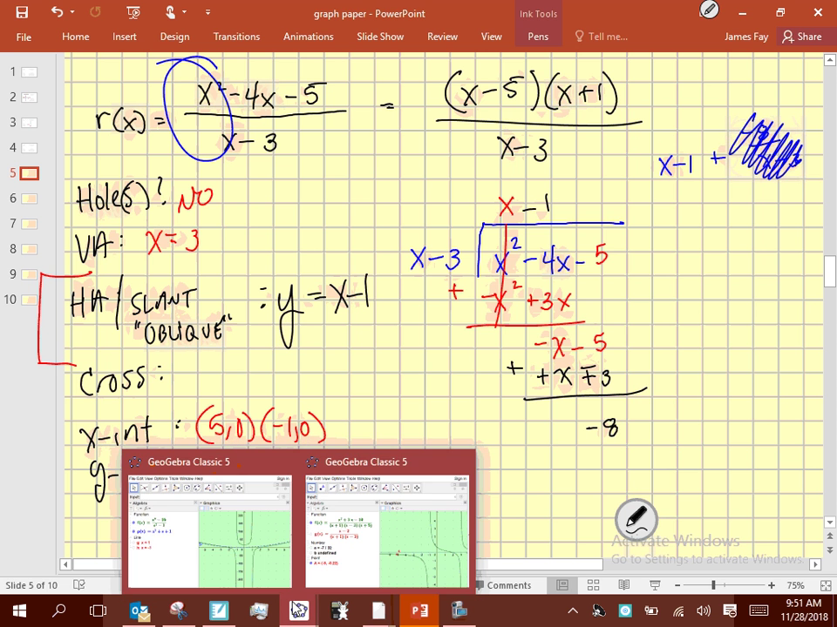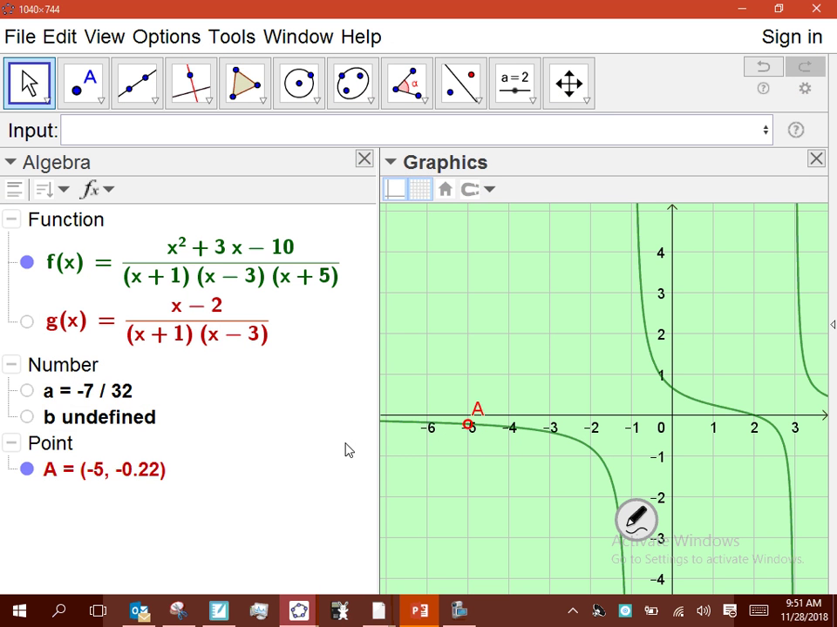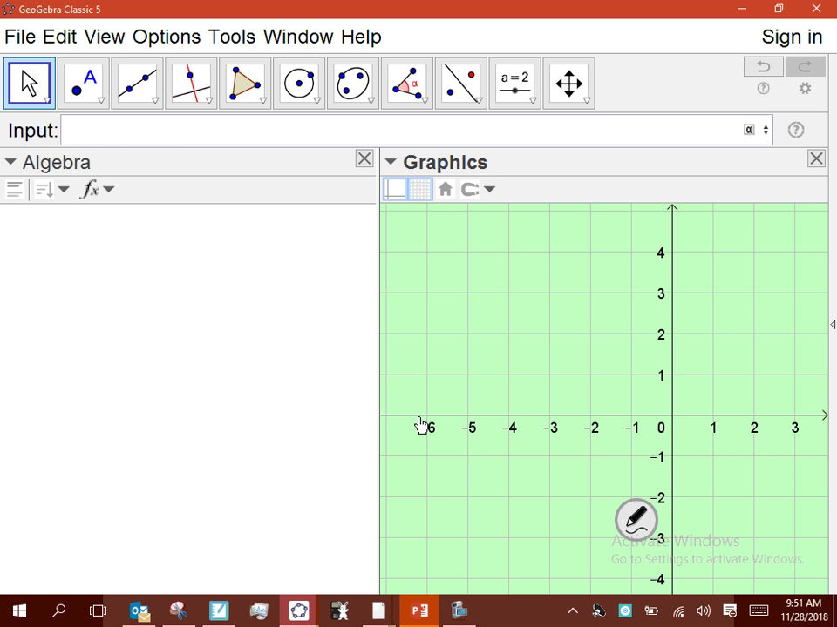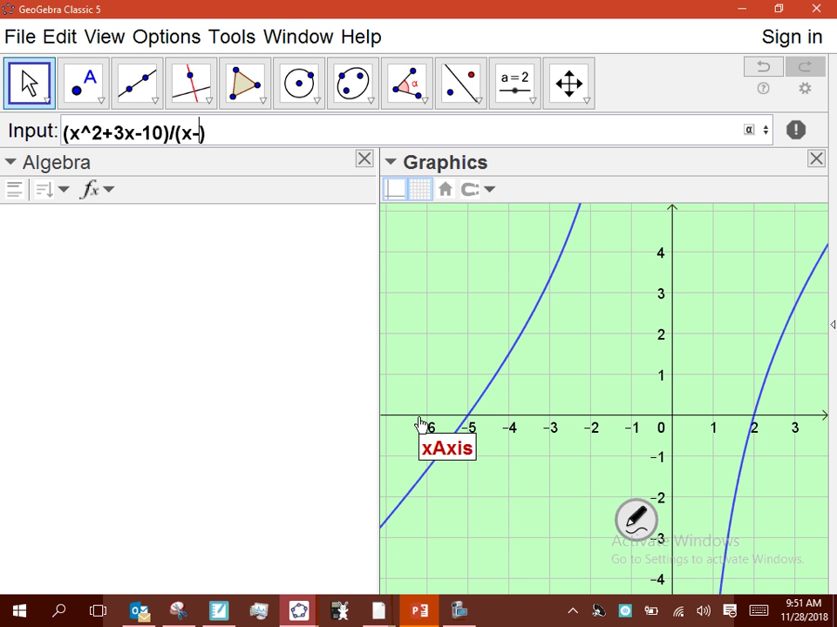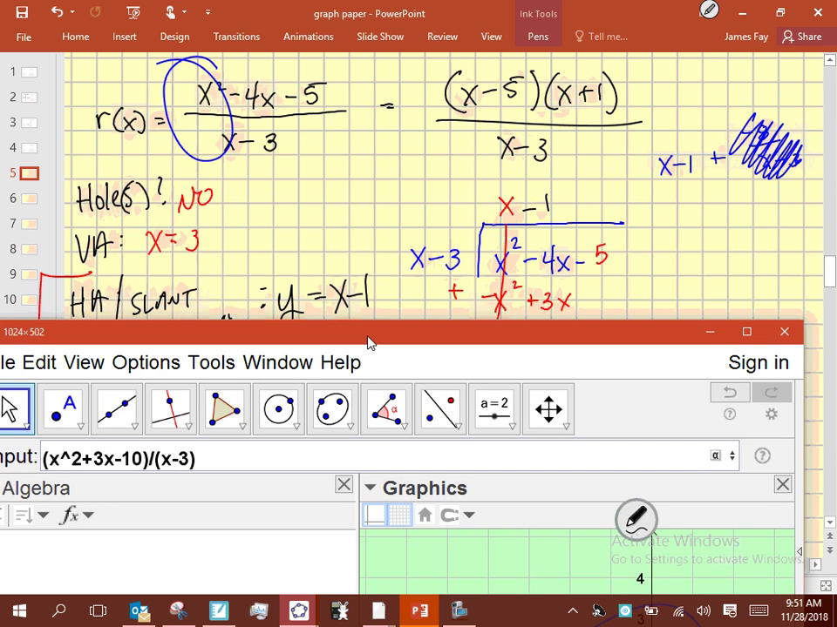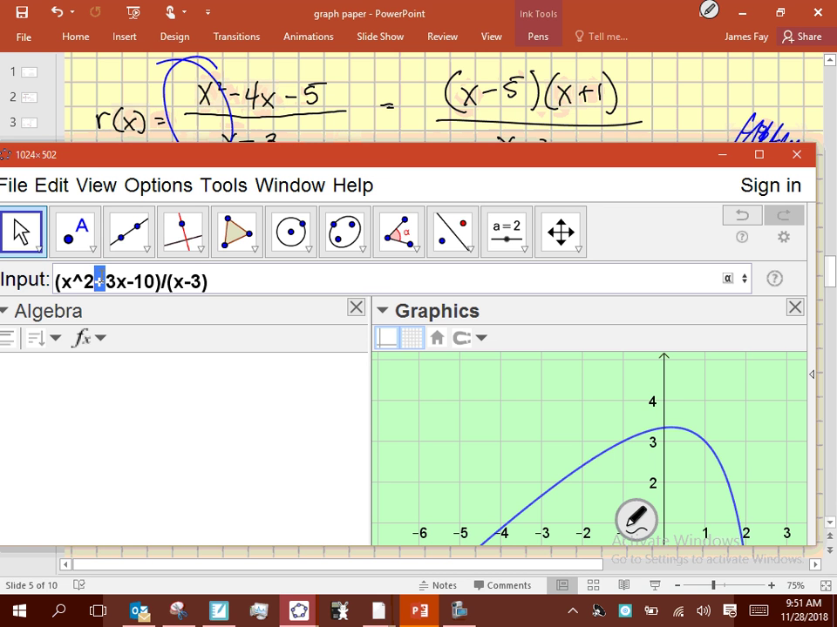I'm going to come over to GeoGebra and just put this stuff in. If we looked at x squared plus 3x minus 10 divided by x minus 3, is that right? No. Is it the one before? Minus 4x, 5.